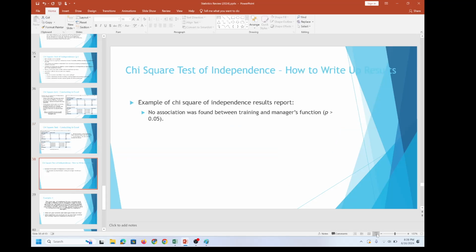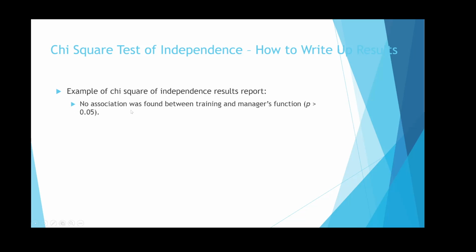So here's a simple statement of how you could write up the results. No association was found between training and manager's function. P is greater than 0.05. We're going to keep it that simple.